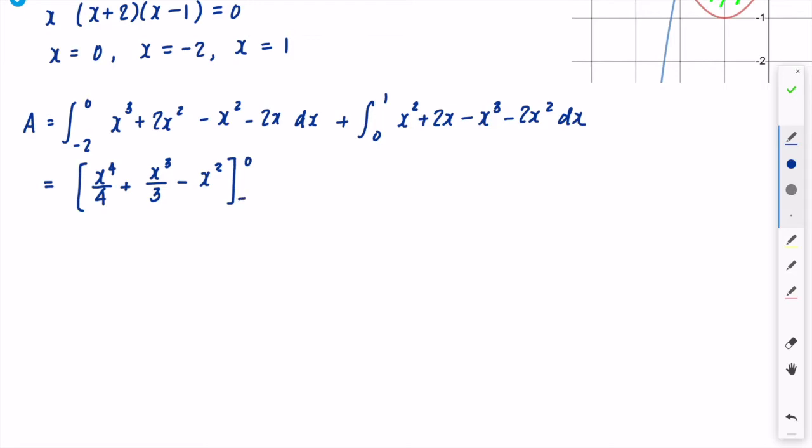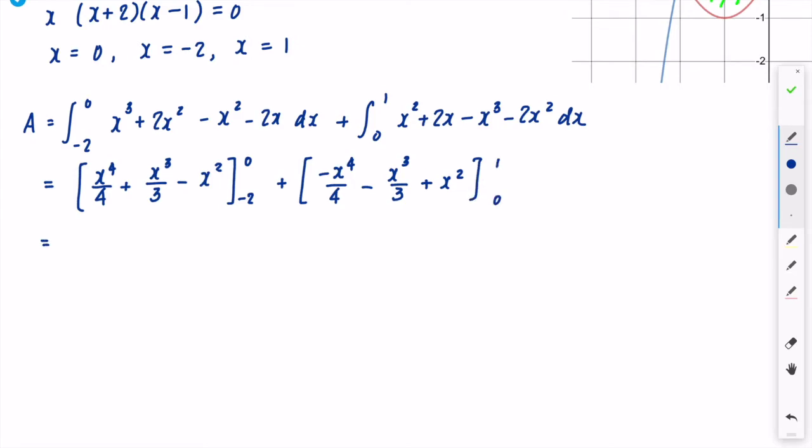From -2 to 0, plus this time I have negative x cubed, so negative x to the fourth over 4. I have x squared minus, so minus x squared becomes x cubed over 3. And then I have plus 2x becomes plus 2x squared over 2, so plus x squared. Just like that. Okay, so let's substitute.